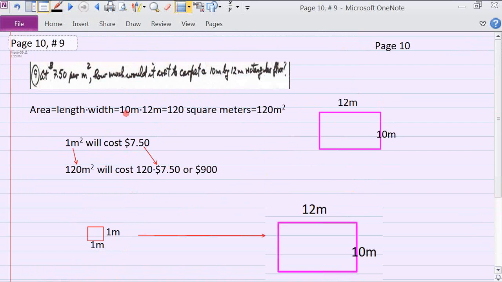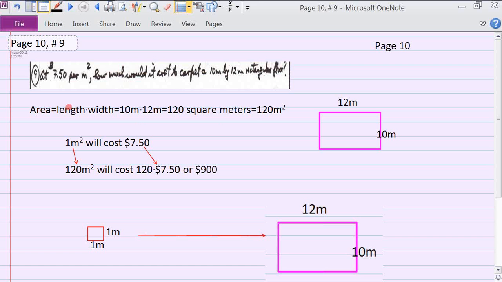Now, in this problem we're told that at $7.50 per meter squared, how much would it cost to carpet an area 10 by 12 meters of a rectangular floor? So in this particular case, how much would it cost to carpet a 10 meter by 12 meter rectangular floor?